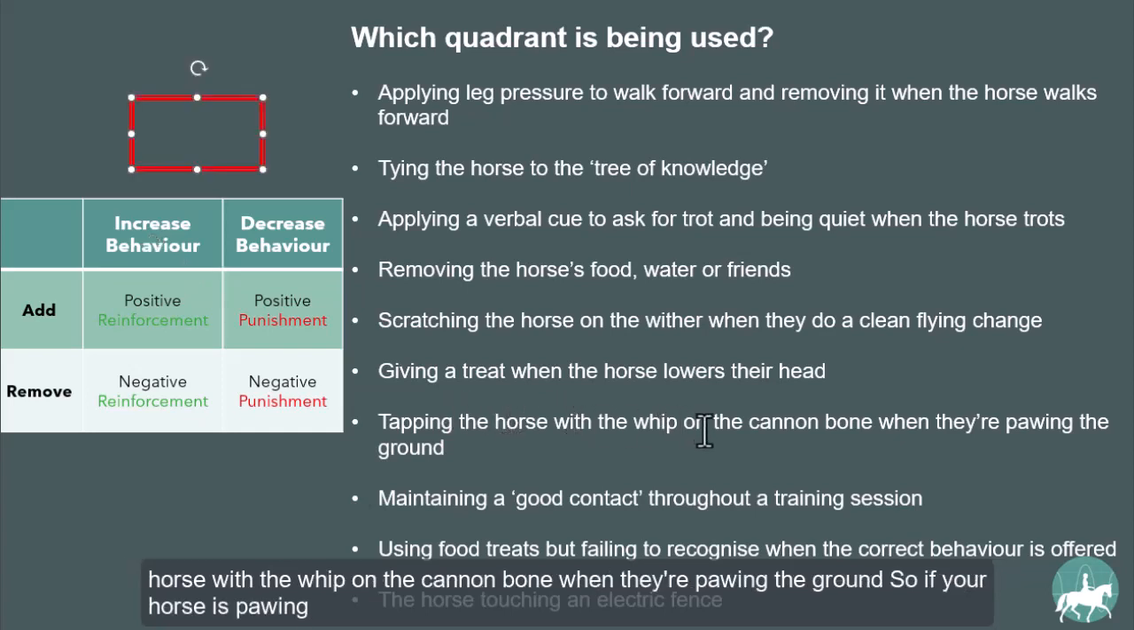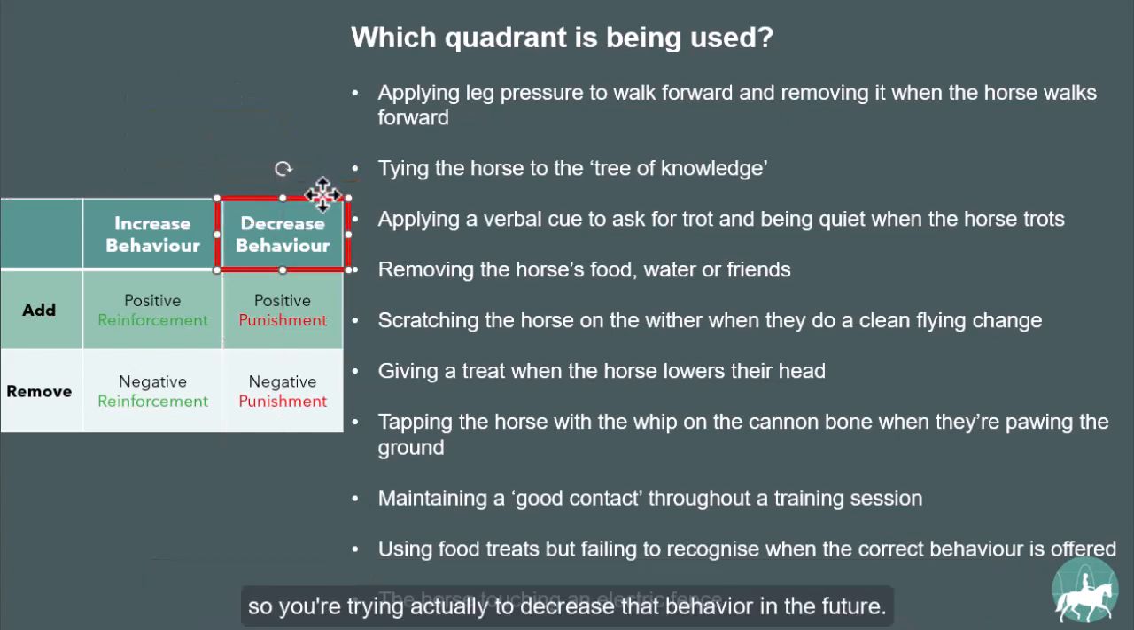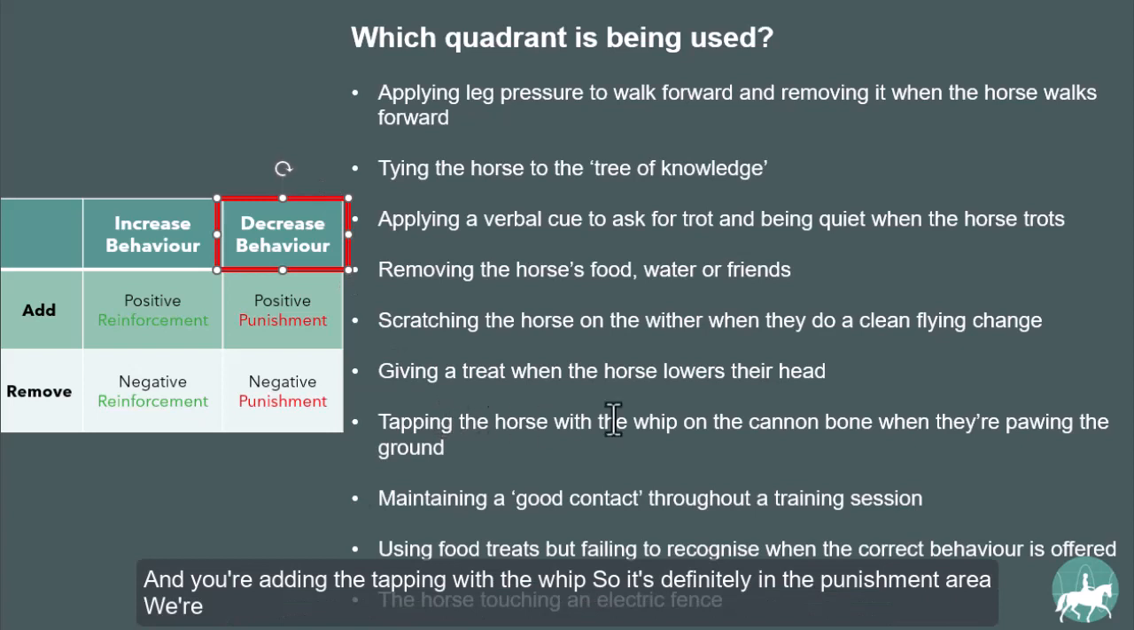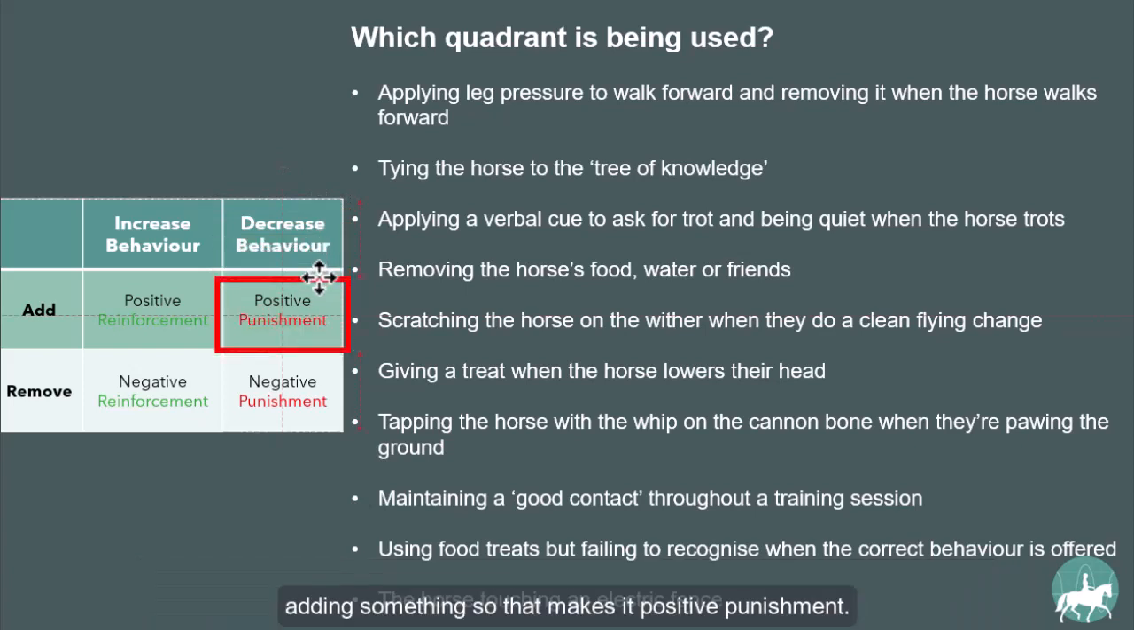Tapping the horse with the whip on the cannon bone when they're pawing the ground. So if your horse is pawing the ground and you give it taps on the cannon bone, you don't want the horse pawing the ground, so you're trying actually to decrease that behavior in the future. And you're adding the tapping with the whip. So it's definitely in the punishment area. We're adding something, so that makes it positive punishment.